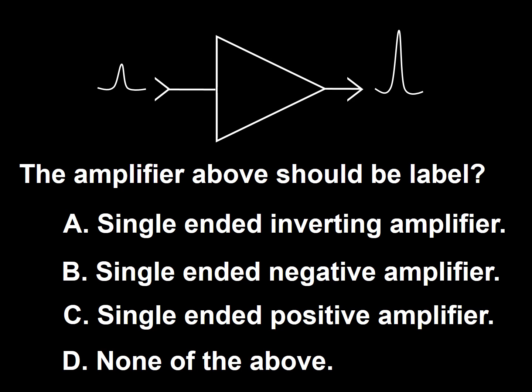Next question. The amplifier above should be labeled: A. Single-ended inverting amplifier, B. Single-ended negative amplifier, C. Single-ended positive amplifier, D. None of the above.